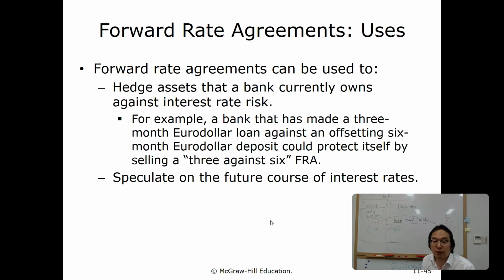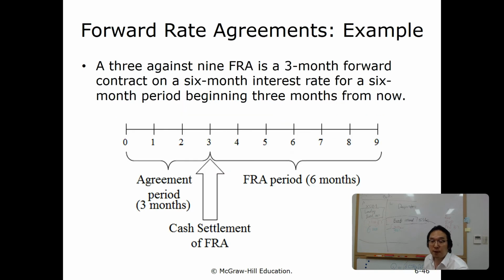And then a forward rate agreement can be used to hedge assets that a bank currently owns against interest rate risk. For example, a bank that has made a 3 months Eurodollar loan against an offsetting 6 months Eurodollar deposit could protect itself by selling a 3-against-6 FRA, for forward rate agreements. And they can also speculate on the future course of interest rate movement. And then, here's an example of a forward rate agreement.